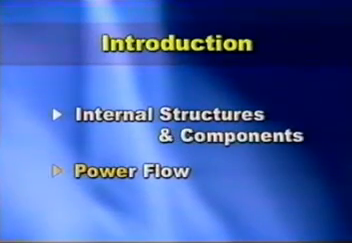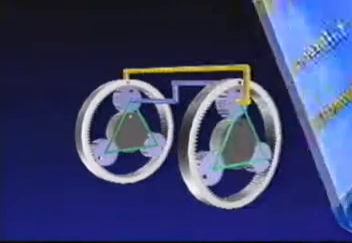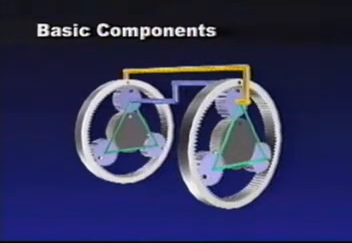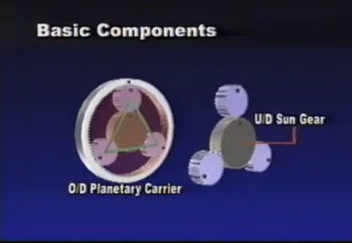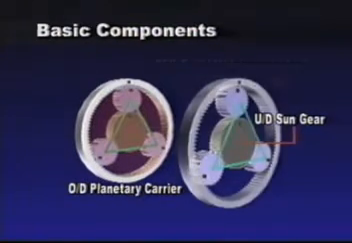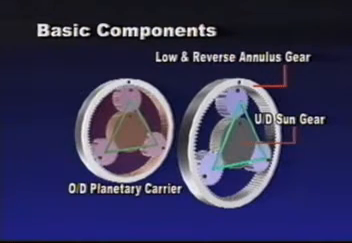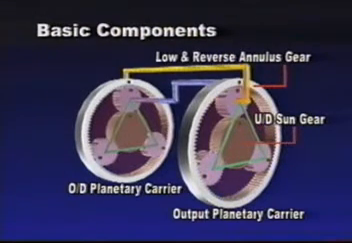Now let's look at power flow. It is very important to understand the basic power flow for the diagnosis of Hivec auto transaxle. Basic components for the power flow are overdrive planetary carrier, underdrive sun gear, low and reverse annulus gear, and output planetary carrier. These 4 gears are most important parts for power flow.